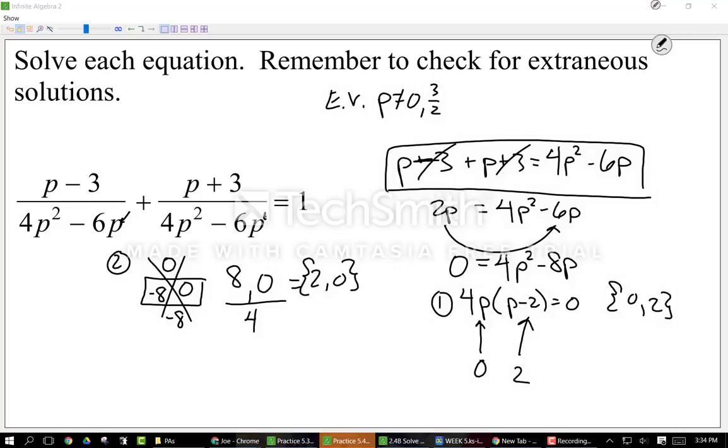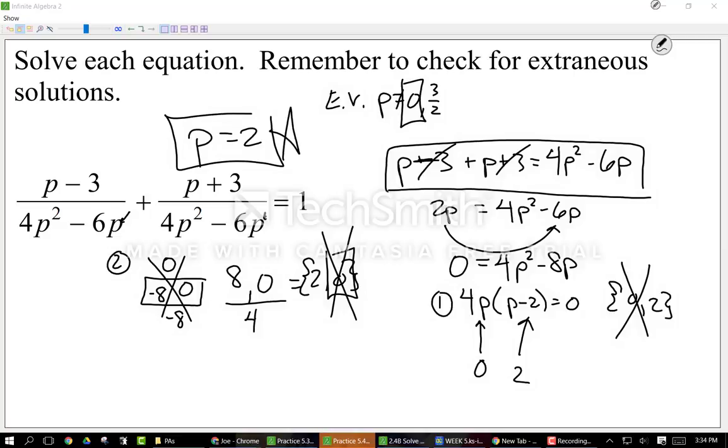Now, what do we know? We know that one of my answers matches one of my excluded values. Therefore, it's not an answer. So the only answer is p equals 2. That is the only answer for this problem.